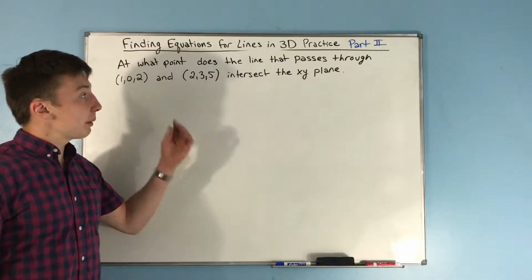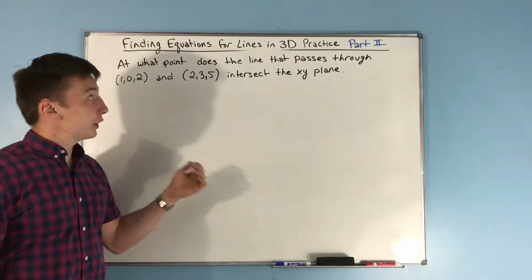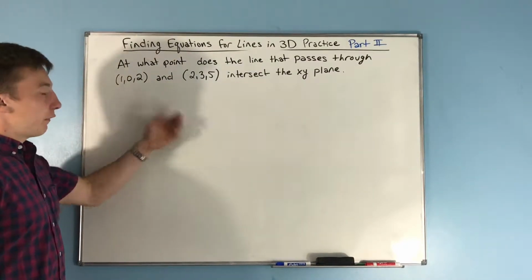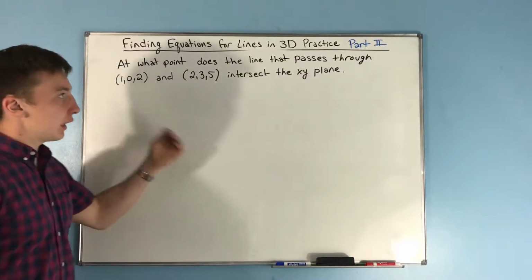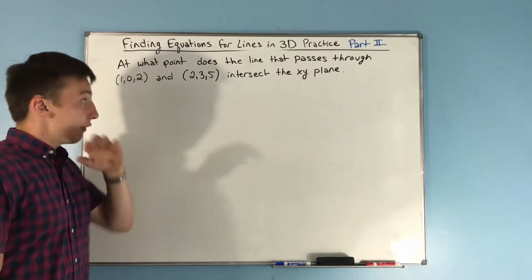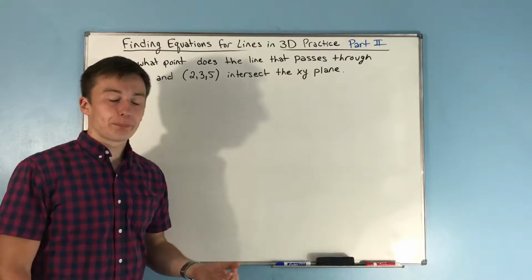Alright, so this video is going to be part 2 of finding equations for lines in 3 dimensions. So the question here is, at what point does the line that passes through the points (1, 0, 2) and (2, 3, 5) intersect the xy plane?